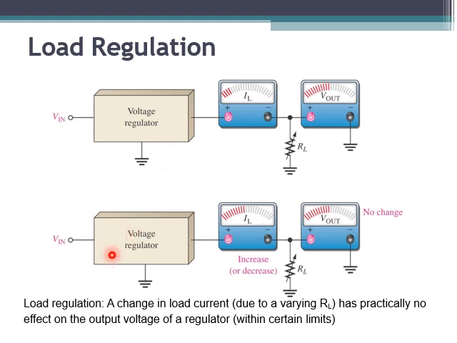Next, go to load regulation. What we have seen as load regulation is that a change in load current, due to the varying load R_L, has practically no effect on the output voltage of a regulator. It means it should maintain within certain limits. So there is a regulator at the input side. If there is an increase or decrease in the load, if there is any variation, there should not be any change in the output. Clear? There should not be any change in the output. That is called load regulation. Clear? Right.